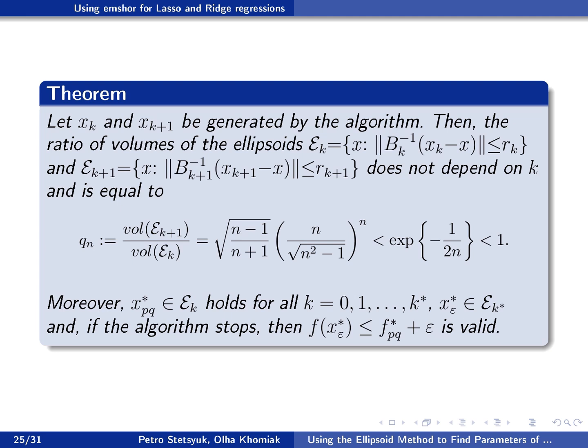This theorem is close to the theorem we considered for the Emscher method and means that the points xk and xk plus 1 generated by the algorithm described above, and the ratio of the volumes of the ellipsoids at the step k and k plus 1 does not depend on k, but their volume ratio is equal to the value we already saw on the previous slide. It is estimated from above by the exponent of -1 divided by 2n. This is the denominator of the geometric progression, the rate of which coincides with the ellipsoid method, and, in this case, the algorithm we are talking about. The optimal point always belongs to the ellipsoid at each step of the method. Fulfilling the condition f at x epsilon star less or equal fpq star plus epsilon means that we find the point x epsilon star with such precision that we cannot reduce the minimum value of our function by more than epsilon.